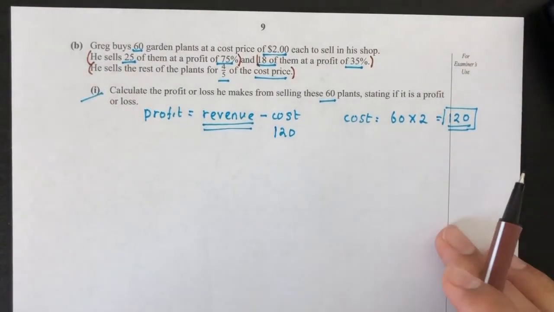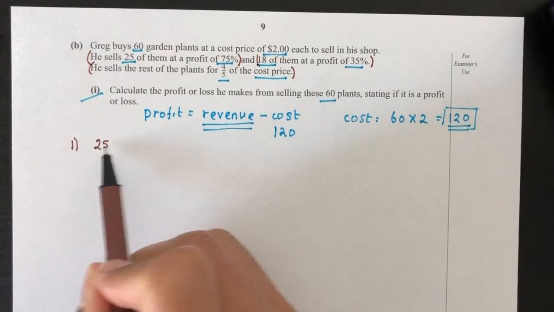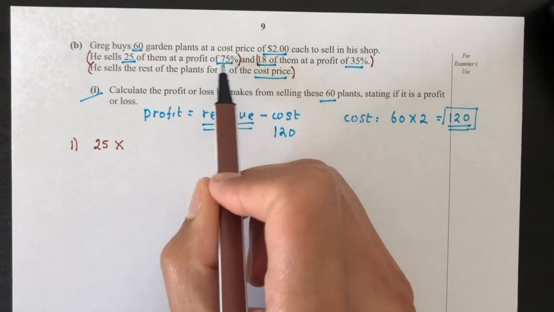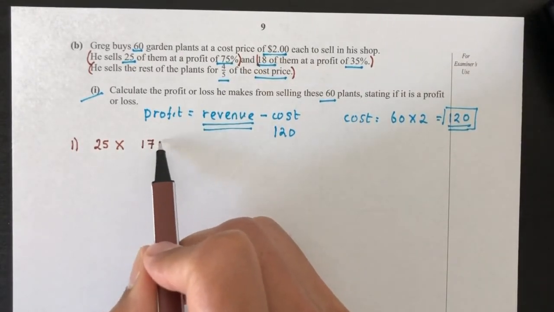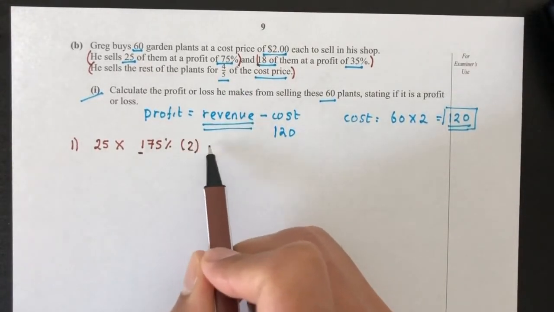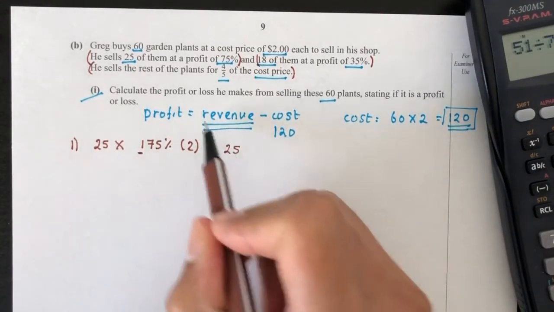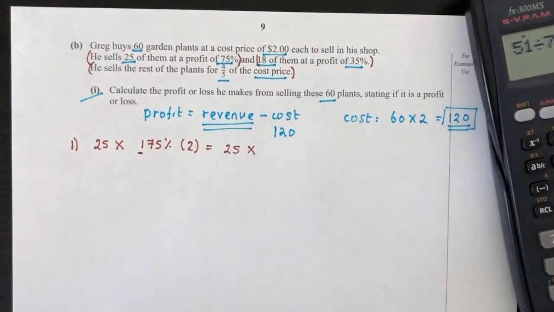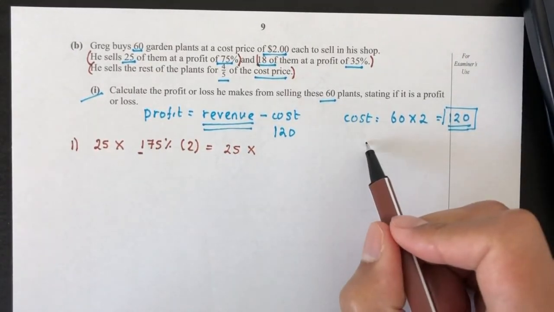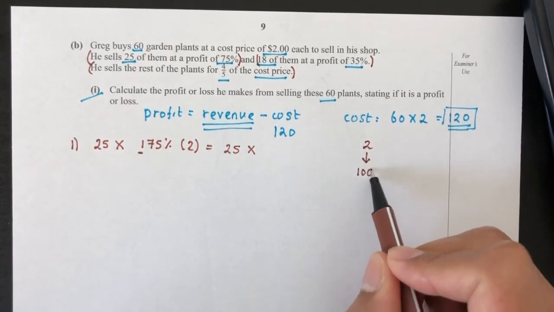So 3 parts. So for the first part, as you can see, he sells 25 of them at the 75% profit. So 75% profit will be 175% of the cost. Cost is $2. So let's do that. So what is 175%? Let's write this down. 25 plants at 175%. So one thing here to explain is, why is it 175%? Because the initial cost was $2. So we consider initial cost to be 100%.